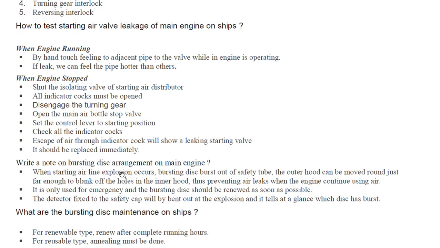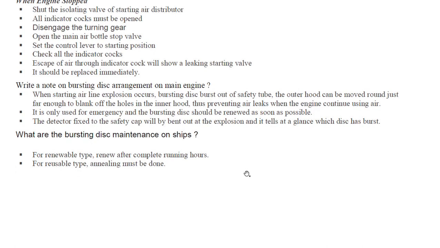Write a note on bursting disc arrangement on main engine. When the starting airline explosion occurred, the bursting disc bursts out of the safety tube. The outer hood can be moved round just far enough to blank off the hole in the inner hood, thus preventing air leaks when the engine continues using air. It is only used for emergency and the bursting disc should be renewed as soon as possible. The detector fixed to the safety cap will be bent out at the explosion and it tells at a glance which disc has burst. Whichever disc bursts, that will bend, and because of that we can identify it.